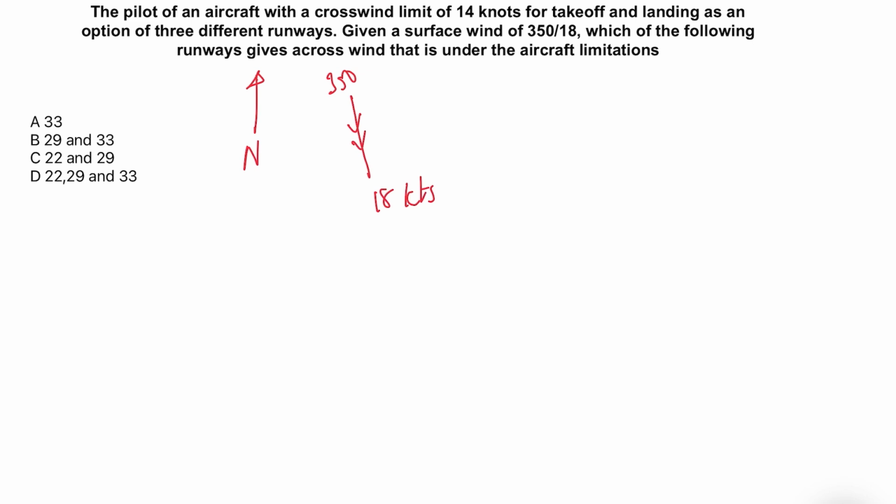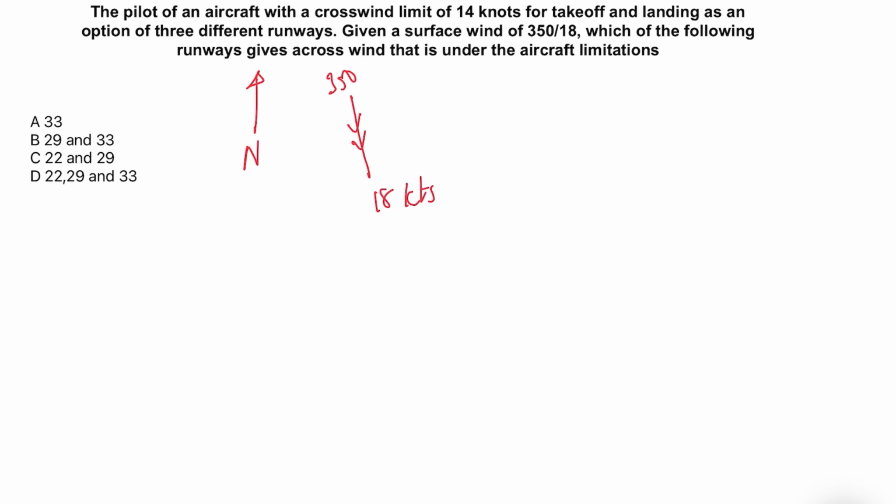If I was given the option of those 3 runways, runway 33 is the closest to 35, isn't it? 33 means the runway's got a magnetic heading of 330. So if we were taxiing out and had the choice of those runways, that's the one we would go for. But it's not asking us that. It's asking us which are in crosswind limits.